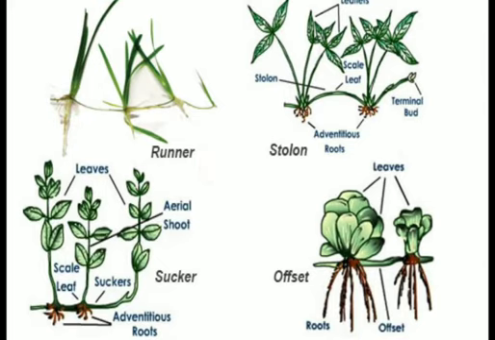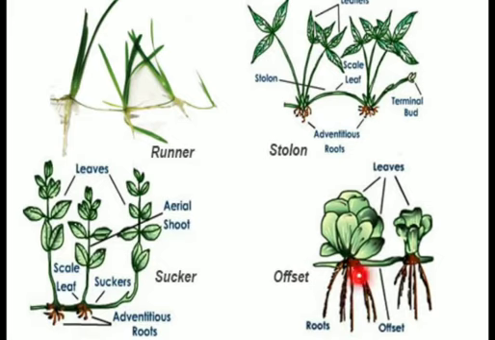The runner: this is the nodal portion, this is the internodal portion. The nodal portion bears roots under the ground, and the internodal portion creeps over the ground. This is the runner. Example is Cynodon dactylon, the garden grass. Then we have the stolon. It is almost the same with a little difference, that the internodal portion is slightly raised from the ground level, rest it is like the runner.